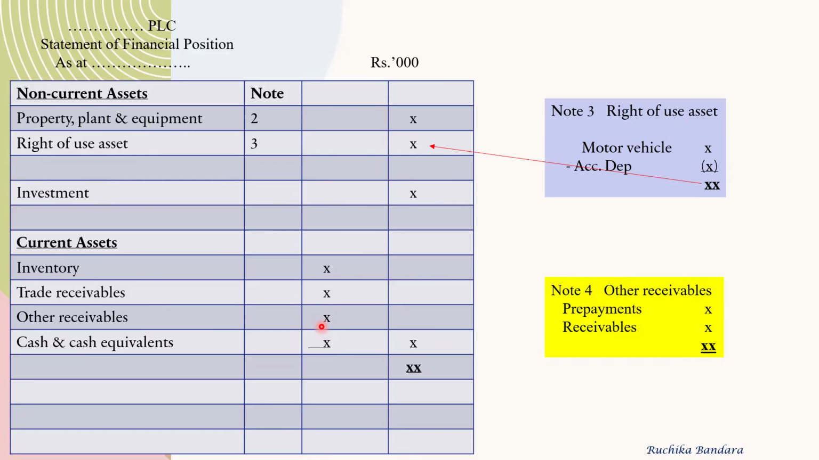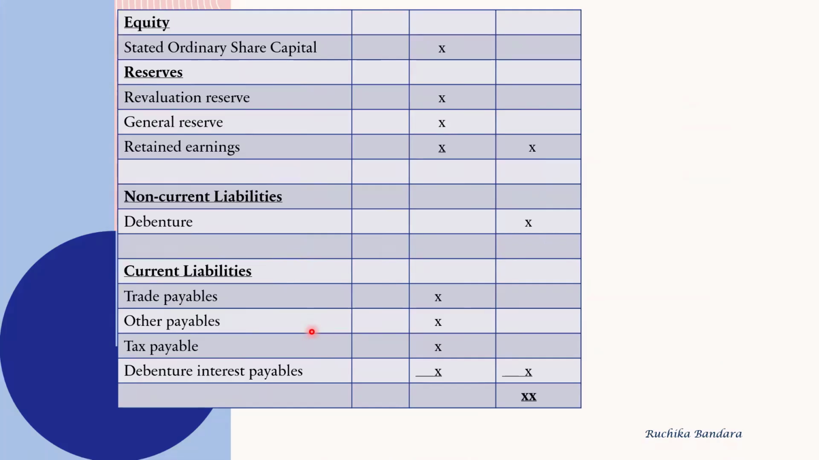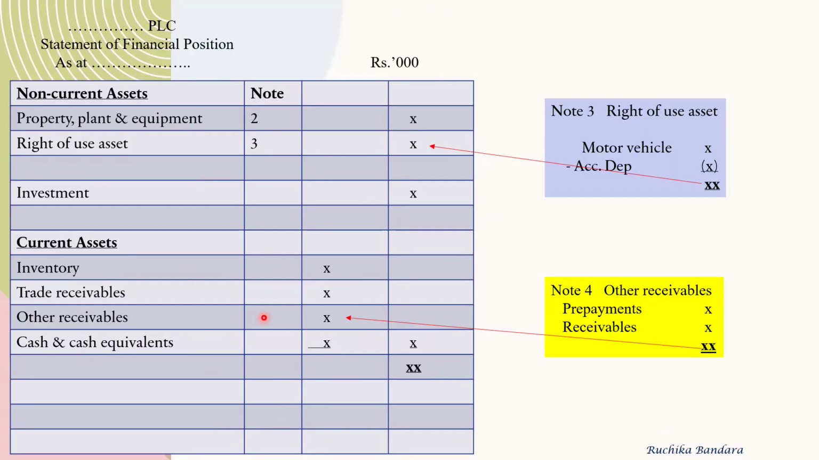So remember these notes: when you are writing the notes, don't write notes for each and every entry. If there are so many other receivable categories, prepayments and receivables only, you are taking that value here, and you can mention number 4 as other receivable.